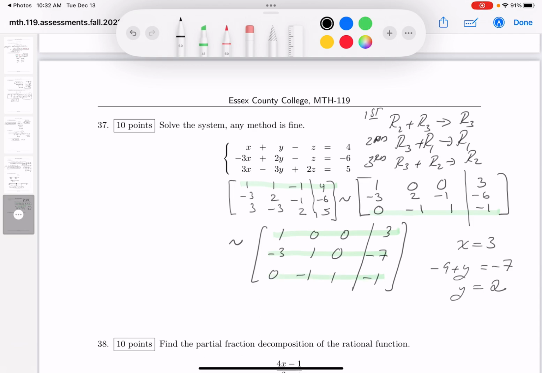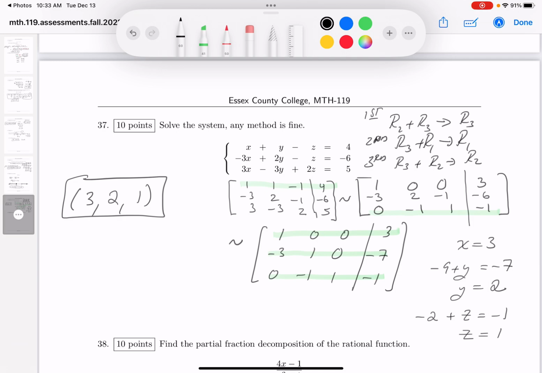You would get minus y, which is minus 2, plus z, which is going to be minus 1. Well, that looks pretty easy too, by the way. That looks like z would just be the number 1. So let's write this down. My triplet: x is going to be 3, y is going to be 2, and z is 1.